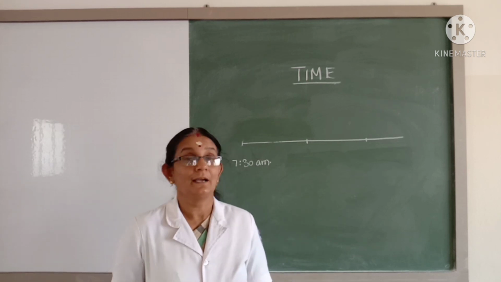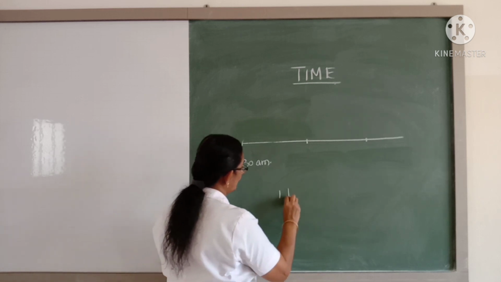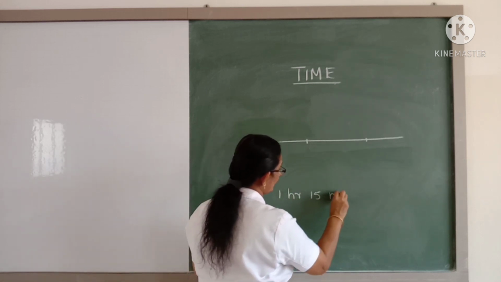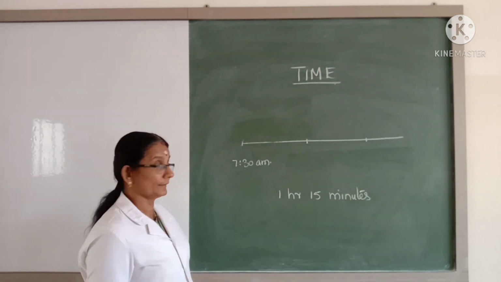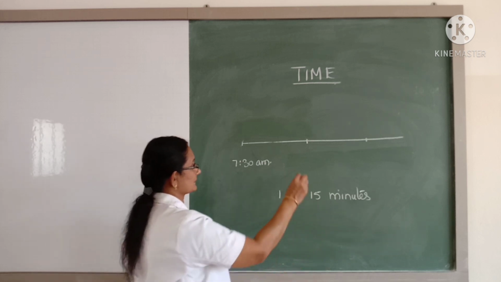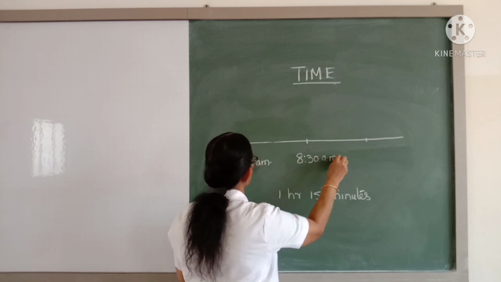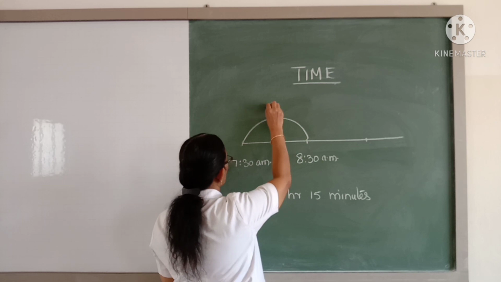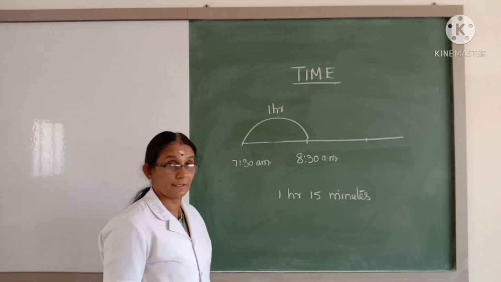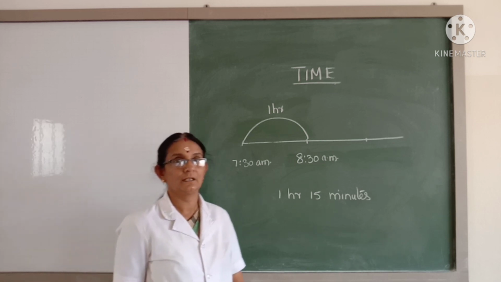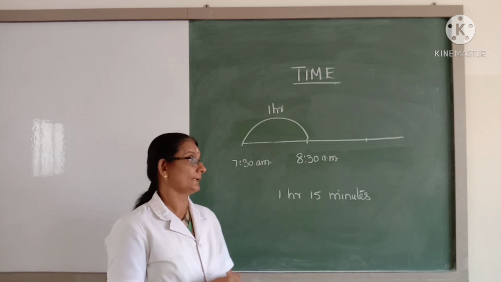Okay? So, children, I started my cooking at 7:30 a.m. and I took 1 hour 15 minutes to do the cooking. So, what is 1 hour from 7:30 a.m.? Yes, it is 8:30 a.m. Isn't it? The time from 7:30 to 8:30 is 1 hour. Now, I need to add the 15 more minutes. I need to add 15 more minutes to get the final time, isn't it?